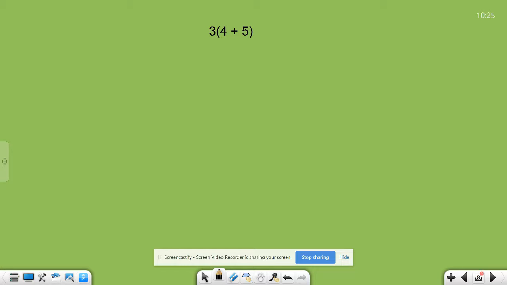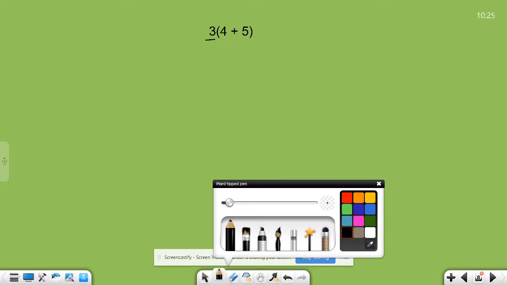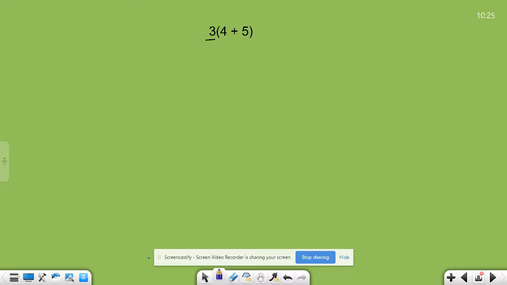We have 3 times 4 plus 5. The distributive property says that we need to distribute everything outside of the parentheses, the 3, inside the parentheses. So with this one, we have 4 plus 5 in the parentheses. We need to share that 3 with both the 4 and the 5. And the way that works is we're going to use bunny hops.